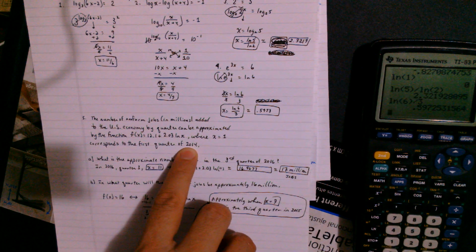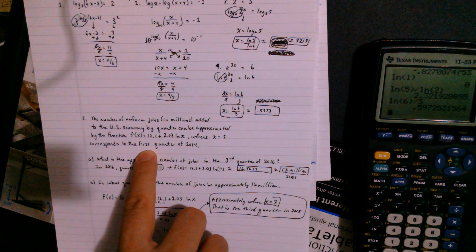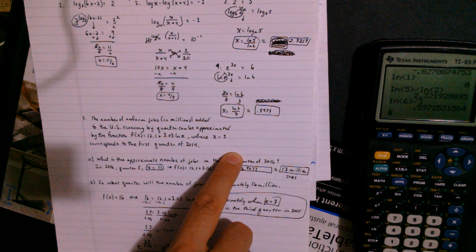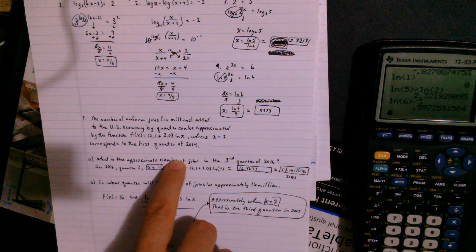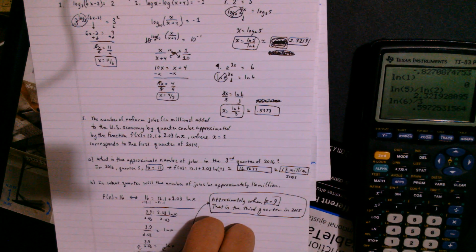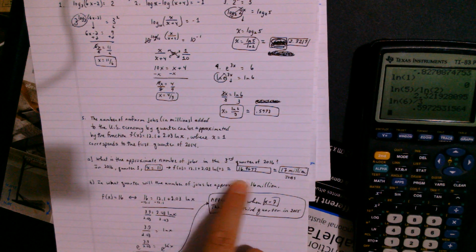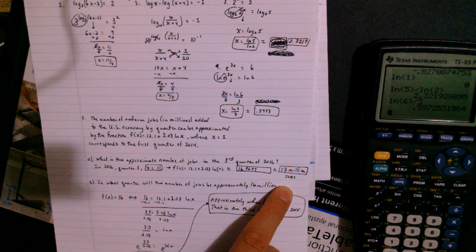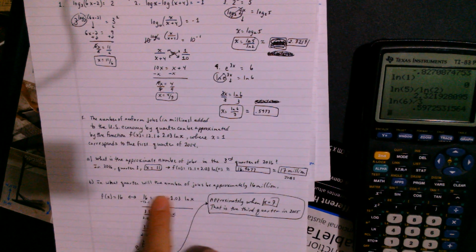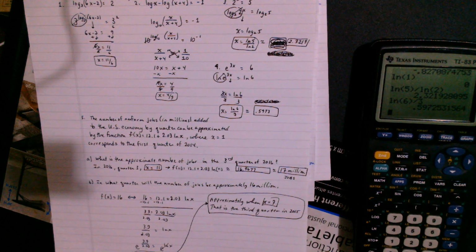This is the first quarter of 2014. In 2014, there are 4 quarters. In 2015, there are 4 quarters, 8 quarters. And so you're looking for the third quarter in 2016. That's the 11th quarter from 2014. So take 11 and plug it into the function. That's about 17 million jobs, more or less. That's pretty good. In what quarter will the number of jobs be approximately 16 million?